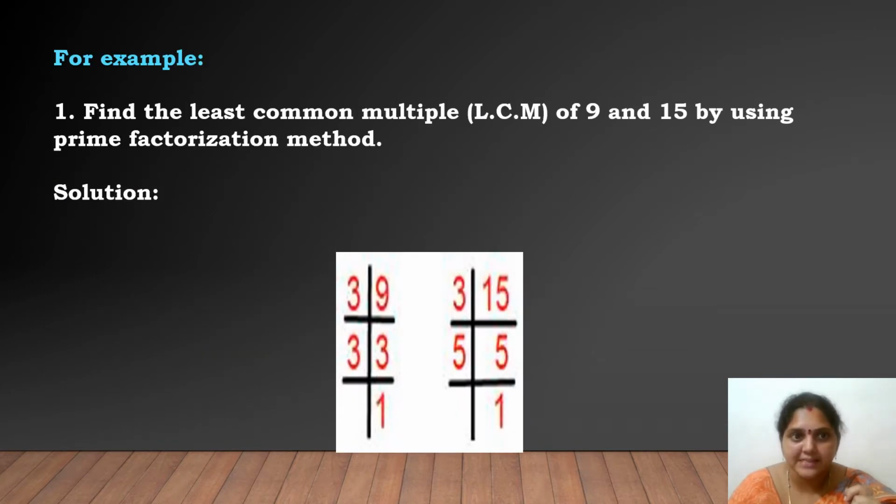Now see here, I have taken one example. Find the least common multiple of 9 and 15 by using prime factorization method. In the previous two classes we have learned how to do prime factorization method. So, I have taken my 9 here. If you take our smallest prime number 2, in the 2 table we can't find 9. So, I am taking my next prime number, that is 3. In the 3 table, 9, how many times does it come? 3 times it comes. So, I got my prime number.